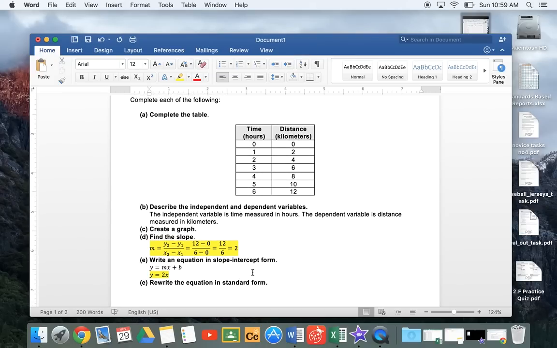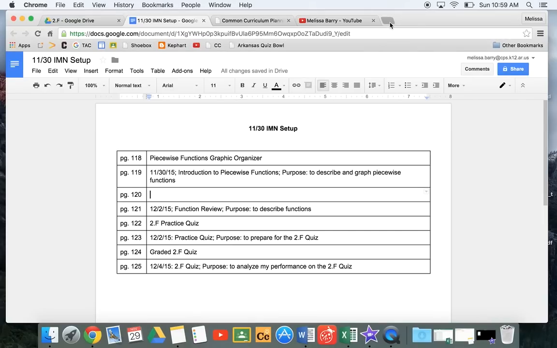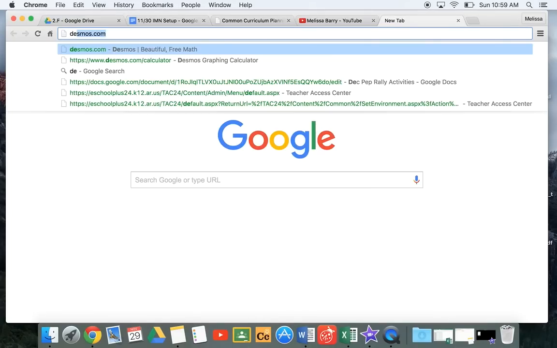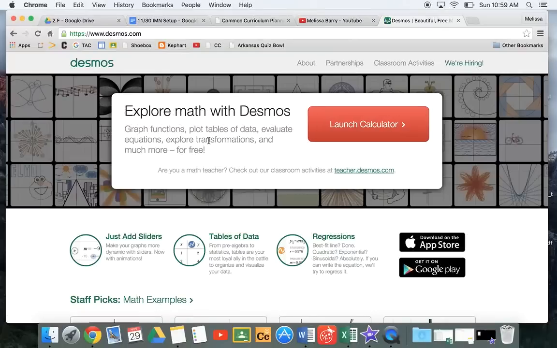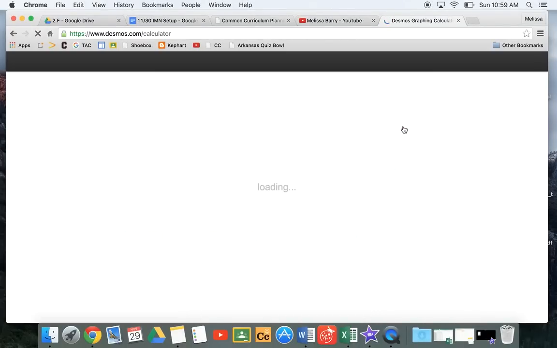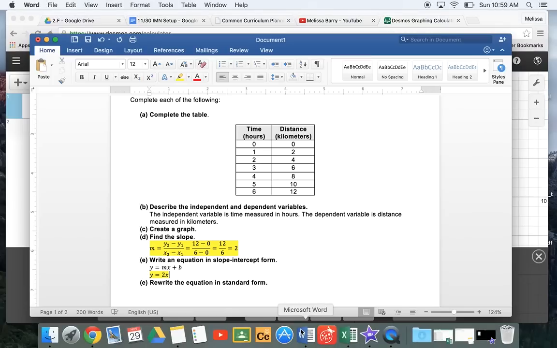And now I can go in and create a graph if I want to, so let's just go ahead and do that real quick. You should probably have a graph that is, I don't know, we'll see here in a minute what it should be. So my equation is y equals 2x.